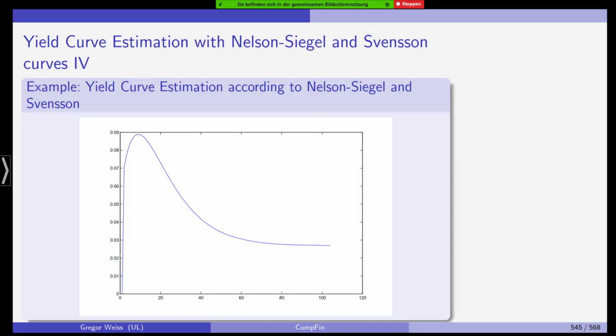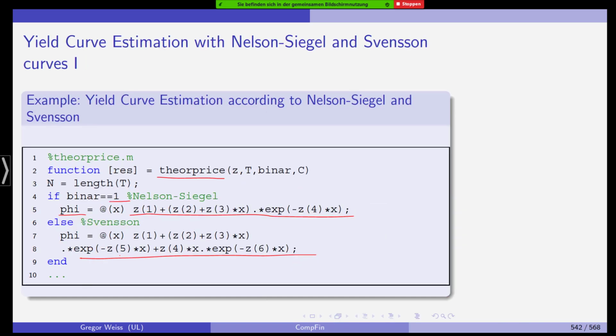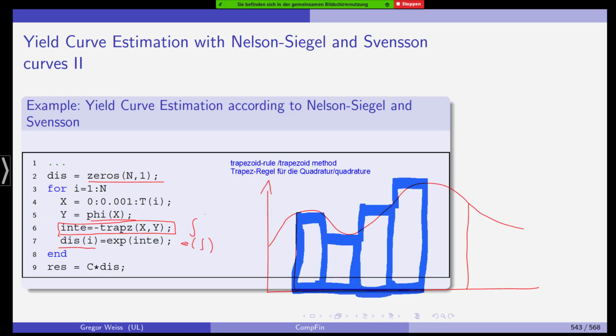If we now didn't use binar equal to 1, but set it, for example, to 0, we would get the Swenson model, in which case we would have 6 optimized parameters, and then we could get an additional hump in our yield curve.